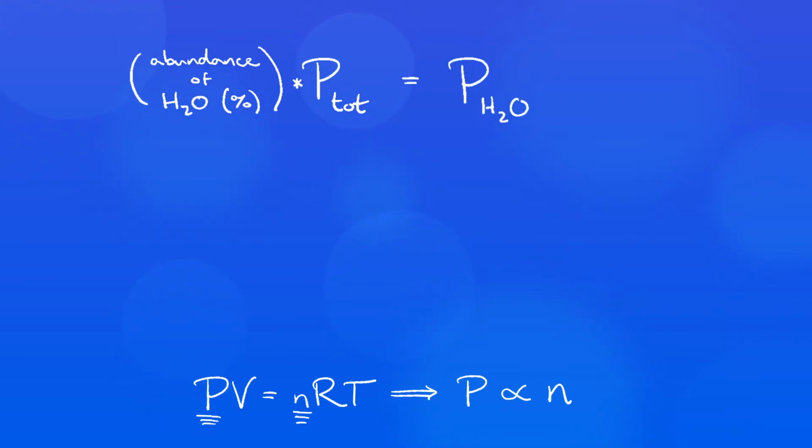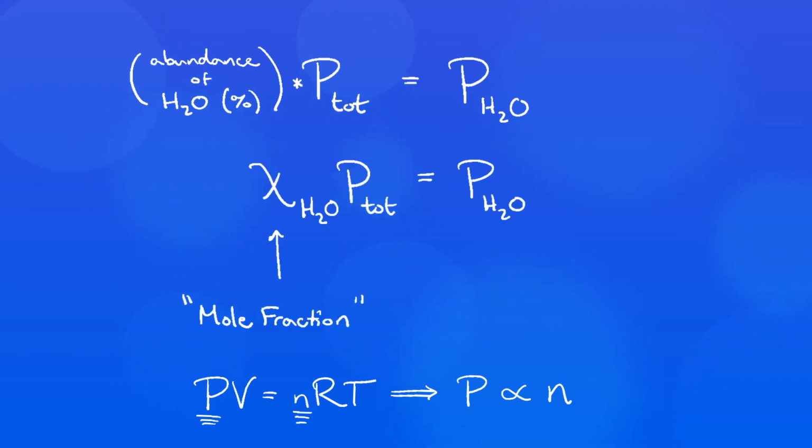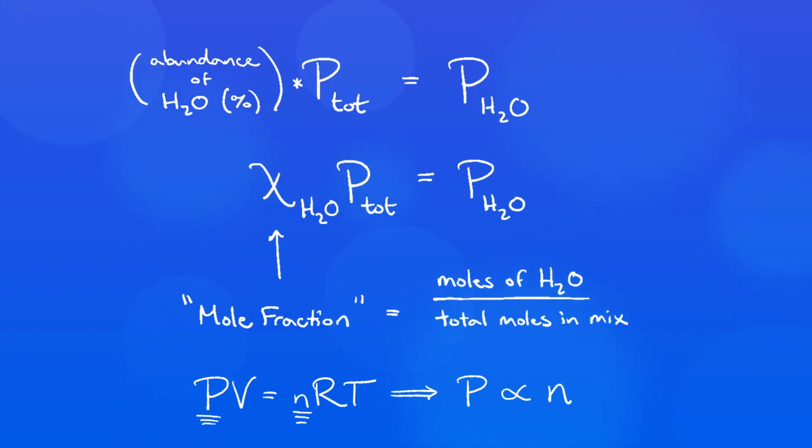In practice, we call that relative abundance number a mole fraction. It's often represented by the Greek letter chi, and it's just a ratio of the moles of your designated gas over the total moles of gas in the mixture.